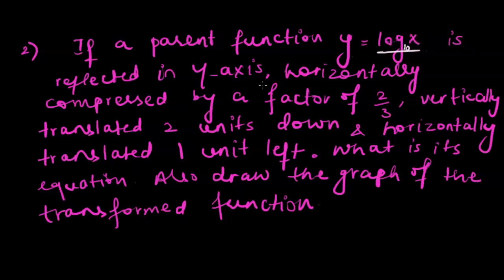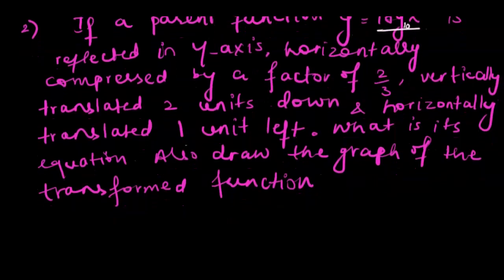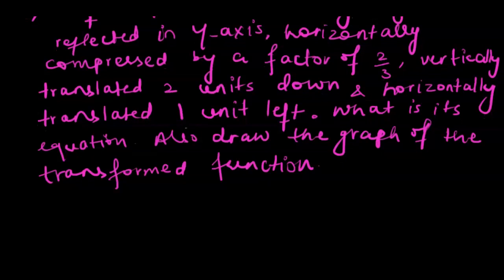It is reflected in the y-axis, horizontally compressed by a factor of 2 over 3, vertically translated 2 units down, and horizontally translated 1 unit left. So we would put all this information down as a, k, d, and c to make sure that we are able to put it back into the transformed equation. Now, the parent function is reflected in the y-axis. Reflection in the y-axis means k is negative. Horizontal compression or horizontal stretch is also a change in the k value.